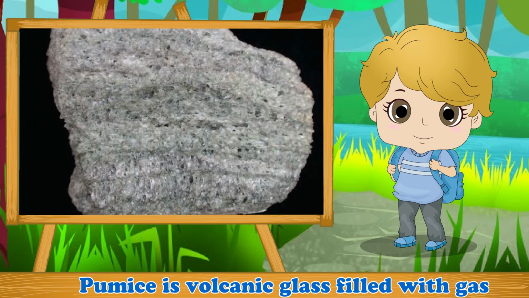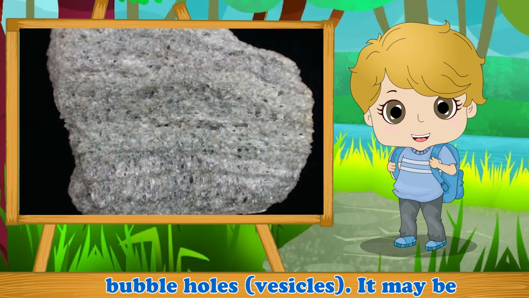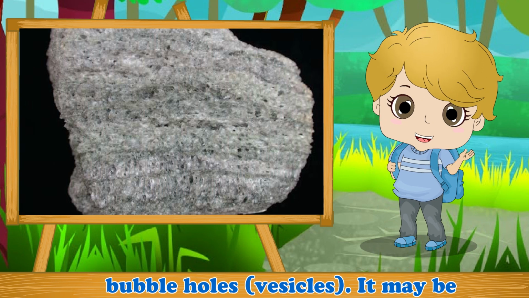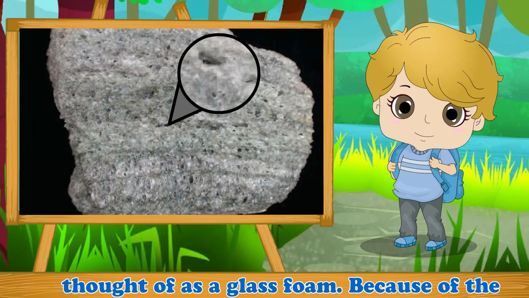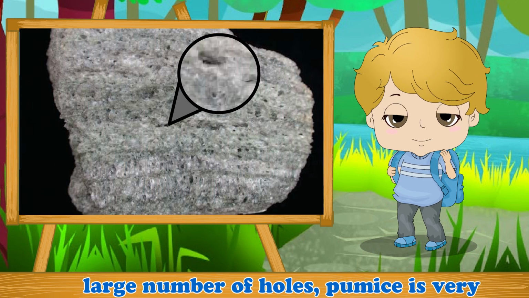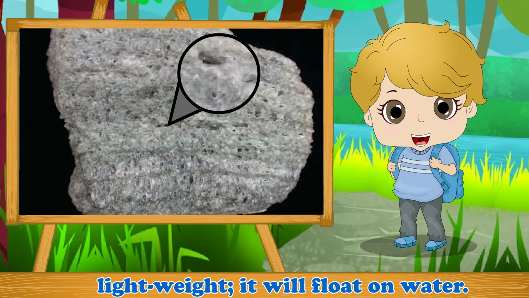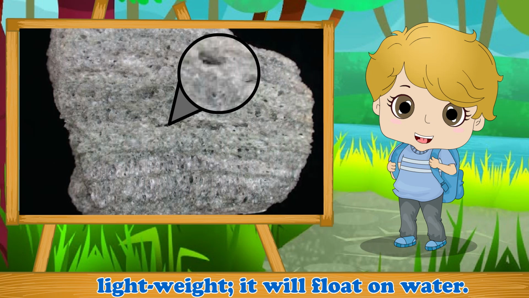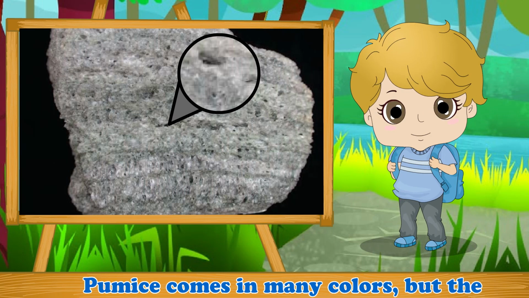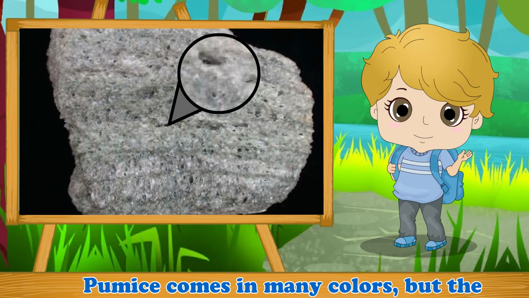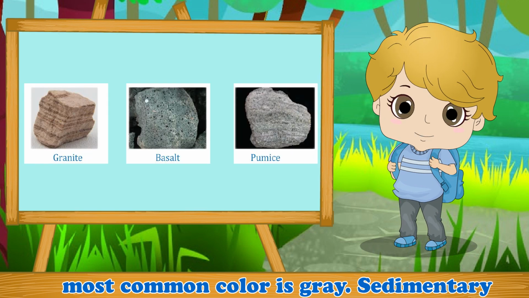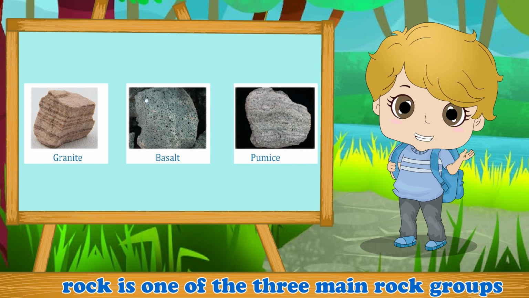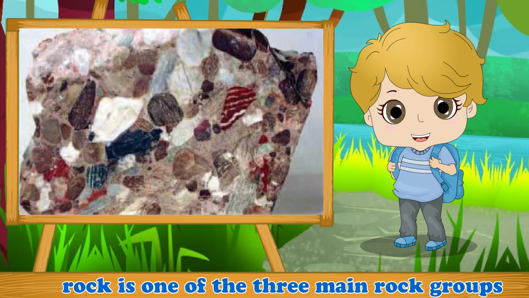Pumice. Pumice is a volcanic glass filled with gas bubble holes, vesicles. It may be thought of as a glass foam. Because of the large number of holes, pumice is very light. Pumice is very lightweight. It will float on water. Pumice comes in many colors, but the most common color is gray. Granite, basalt, pumice.